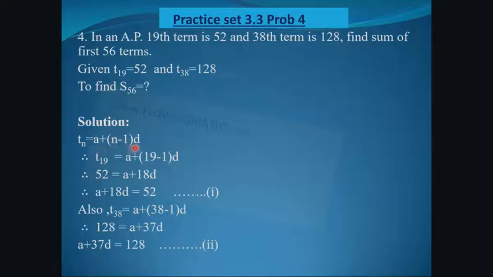So the Tn formula is a plus n minus 1 d. So the 19th term, the value is 52. 52 is equal to a plus, n is 19, 19 minus 1 into d. So that is a plus 18d. So a plus 18d is 52. Now the 30th term, that is 128, is equal to a plus 30 minus 1 into d. So a plus 29d is 128.